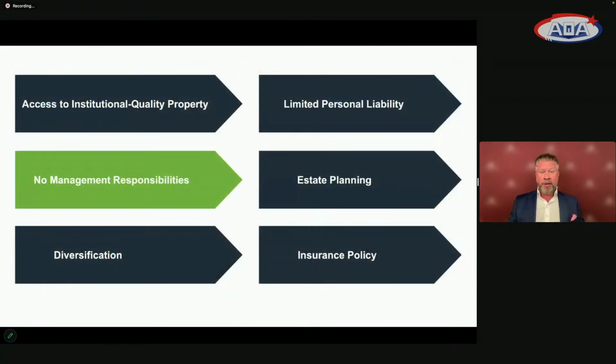The second thing is there's no management responsibilities. Imagine having up to 500 investors. You can't give everyone control and voting rights necessarily, because imagine we paint the apartment building gray, but you want to paint it brown.